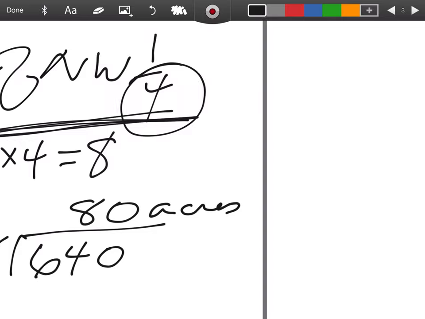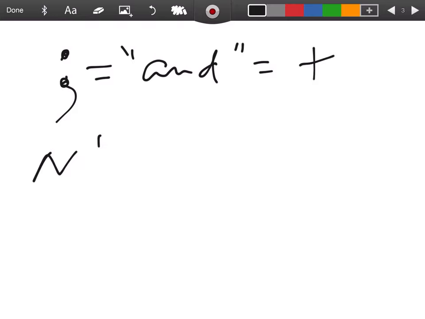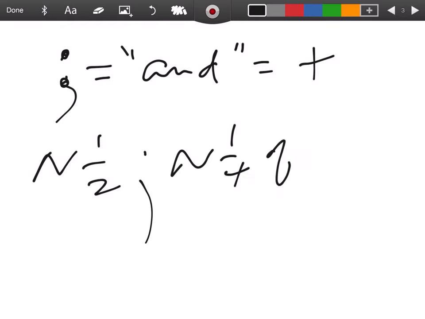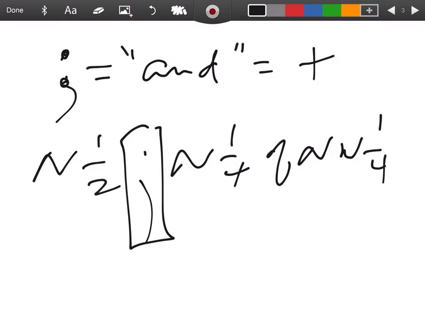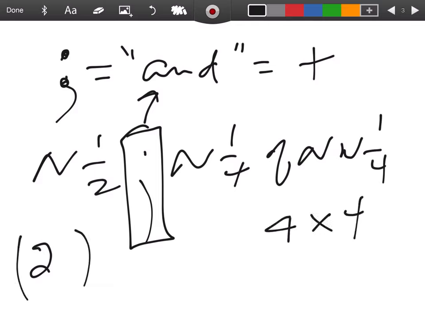Now, one other quick comment is, remember that this equals "and" and this equals "plus." So if you had the north half, comma, the northwest quadrant of the northwest quadrant, realize that this right here means "and," so there's two sections. This would be 2, and this would be 4 times 4.